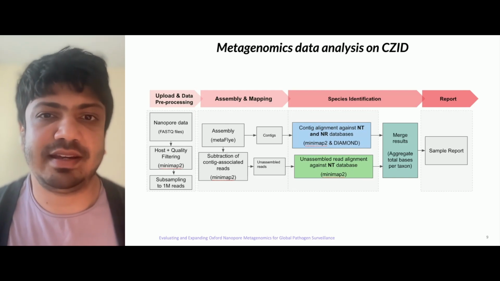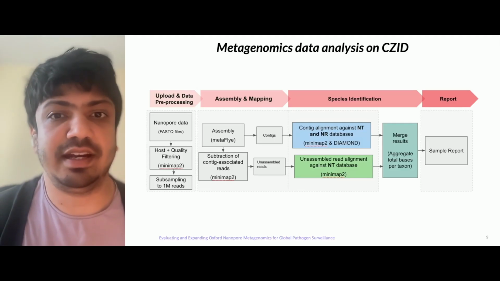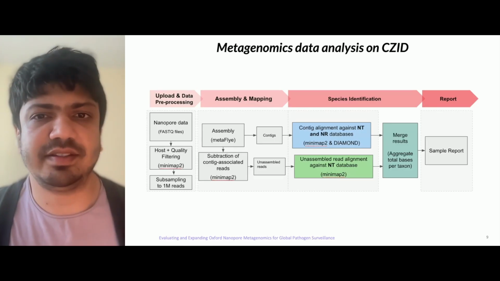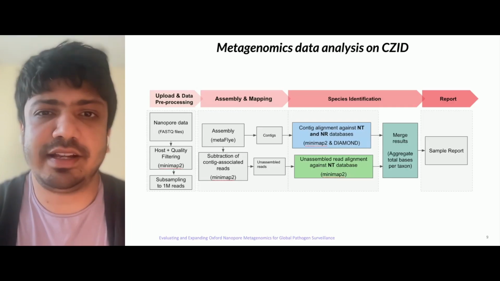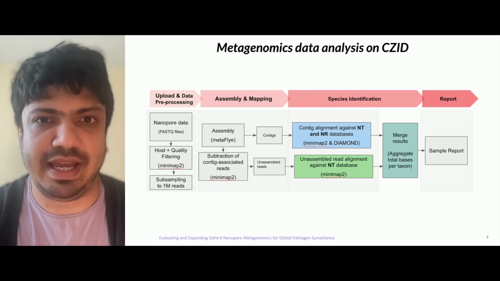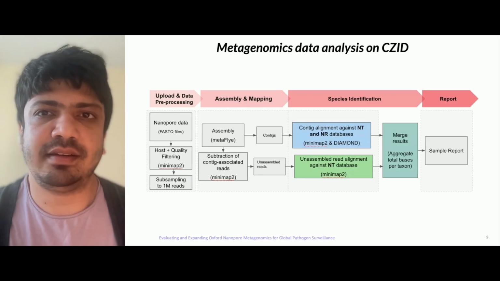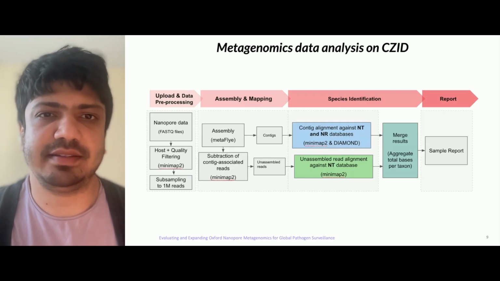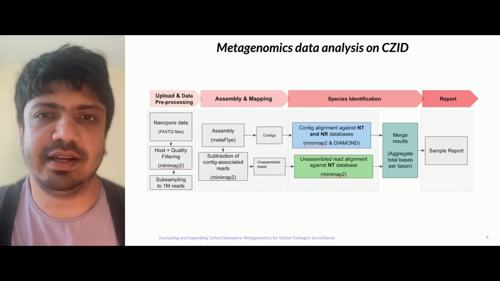So one thing to note is that, yes, we align to both the nucleotide and protein database. And so this can be uniquely helpful in identifying novel emergent viruses that may be fairly divergent. And then after this alignment, the results are combined and reported out in a simple, accessible way. So that's the workflow we used for data analysis. And you can learn more at czid.org.